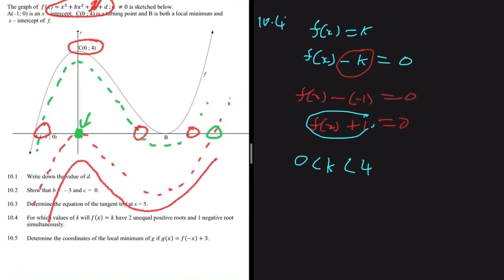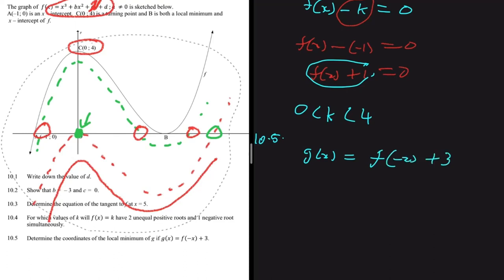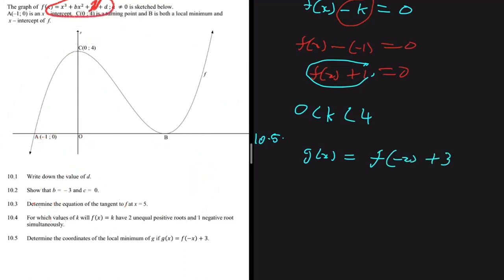Now we can do 10.5. If this is not so clear, I've done a problem that had something like this. So maybe you want to visit the channel and look for a cubic function playlist. Let's do 10.5. 10.5 is saying determine the coordinates of the local minimum of g if g of x is equals to f of minus x plus 3. Let me just make our sketch more appealing.